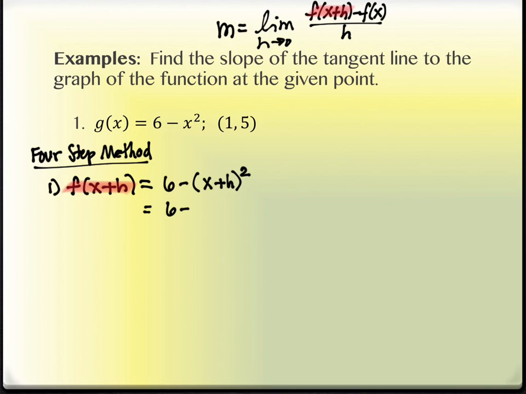X plus h squared means x plus h times x plus h. So I'm going to belabor the point right now and actually write it out. I won't do this again. But that's what it means. And we're going to distribute that out. So we're going to FOIL. First is x squared. The outer and the inner are both x times h. So we have two of those, two xh's. And then my last term is h squared. And then I'm going to distribute the negative through.